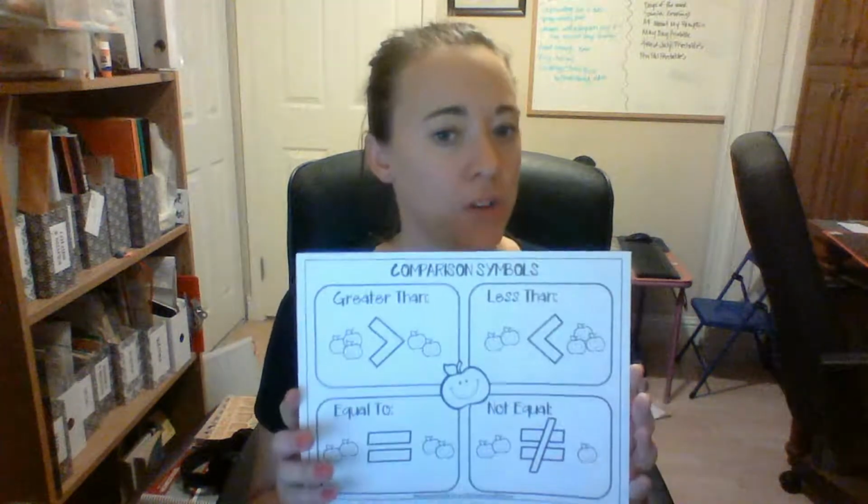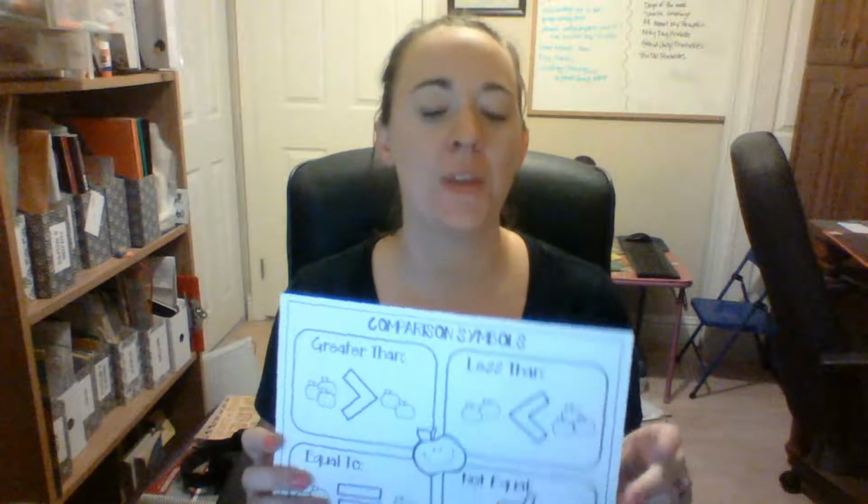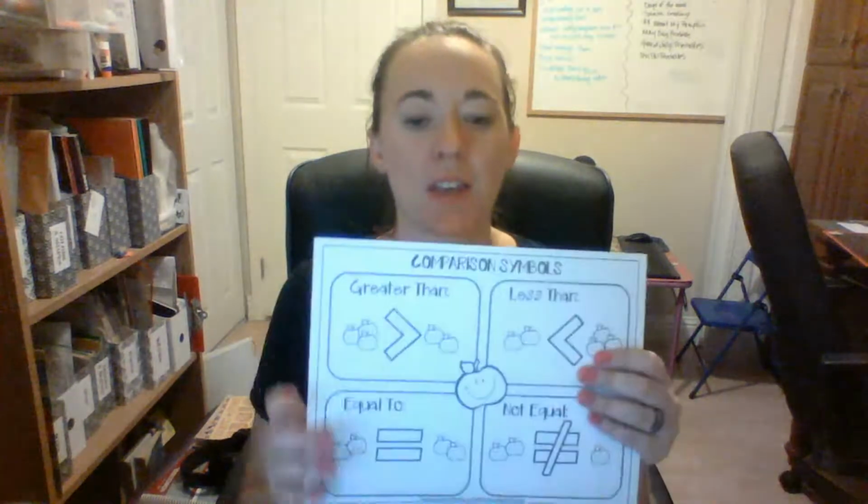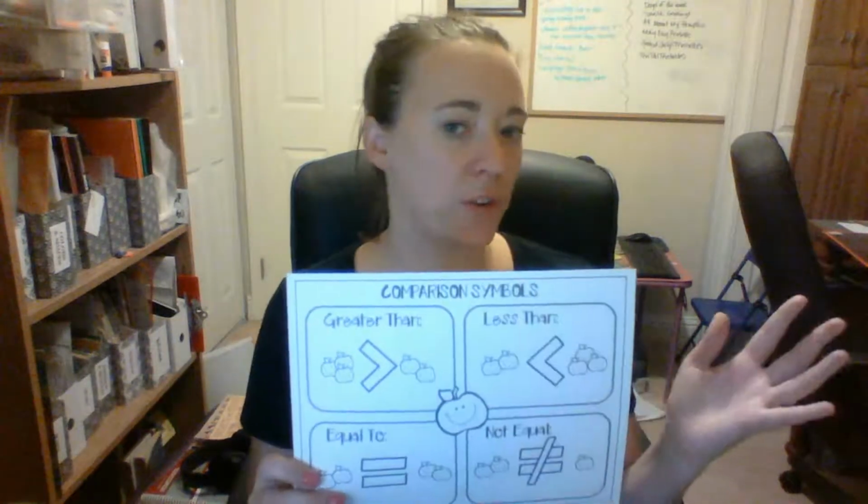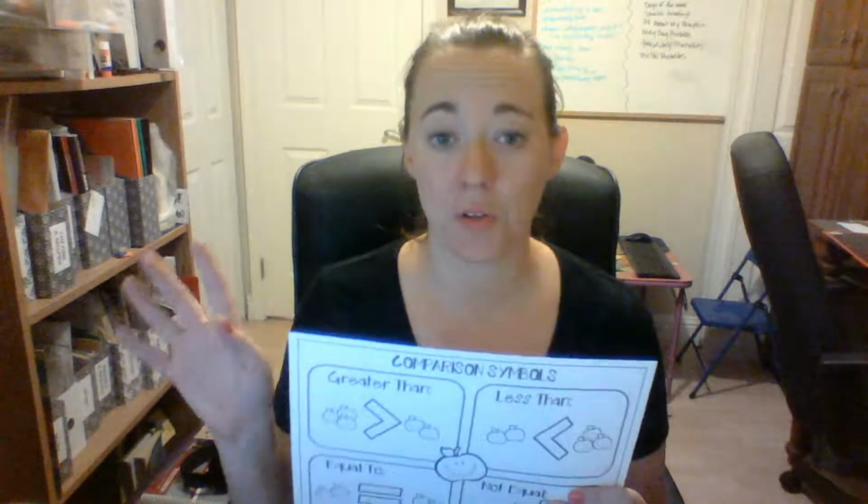So this is just a reference chart. There's 2 pages in the file. The first one's a reference chart, and then the second page can be used. You can cut them up and use them for activities to introduce the idea of comparison symbols. This one is black and white, so they can color it when you introduce it. It's just a reference chart to keep in their binder or staple on the wall.